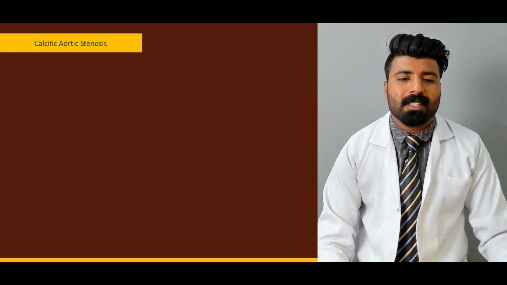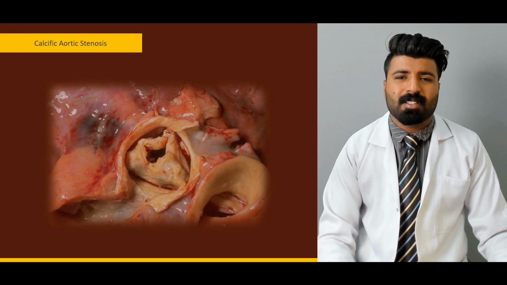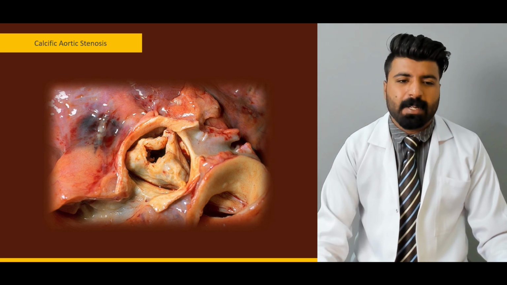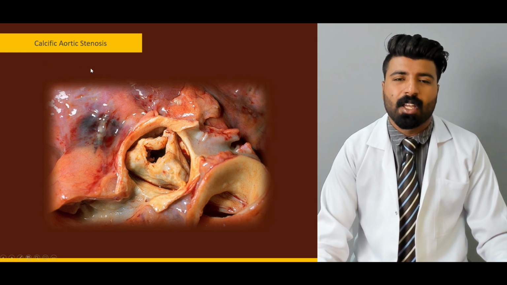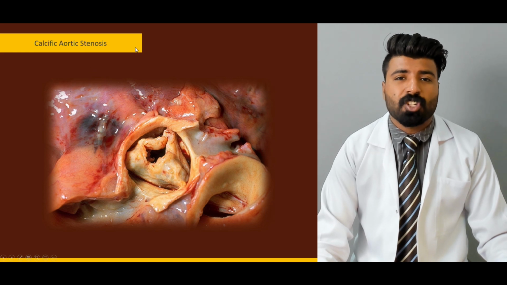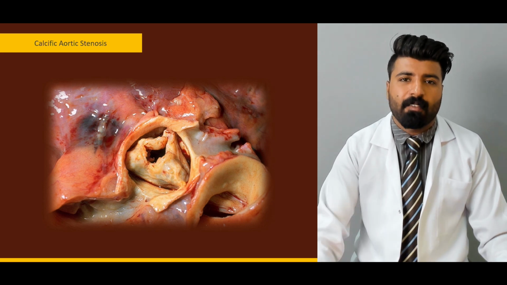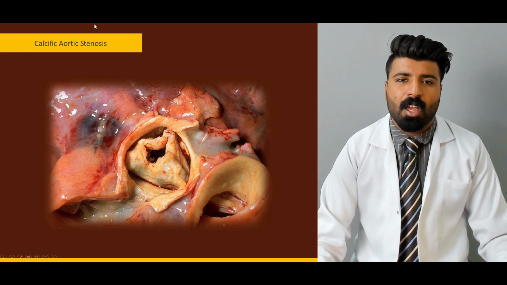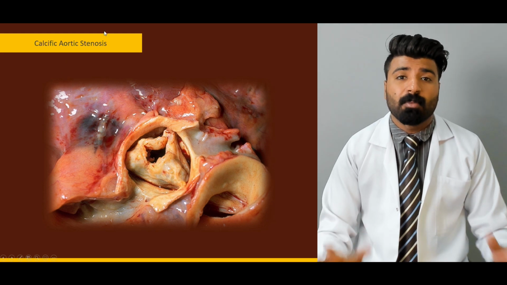Next on we have calcific aortic stenosis. What does the term calcific aortic stenosis give off? It means calcification is happening, calcium deposits are happening, and that is leading to aortic stenosis. And we talked about the word stenosis. Stenosis is actually what? Narrowing of the outflow tract, narrowing of that valve. So due to calcium deposits, due to calcification, aortic valves are being narrowed, are being stenosed. That's what the term calcific aortic stenosis refers to.